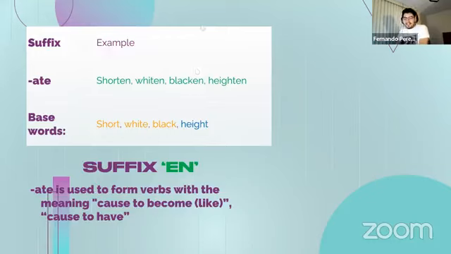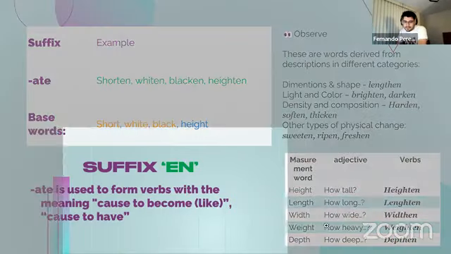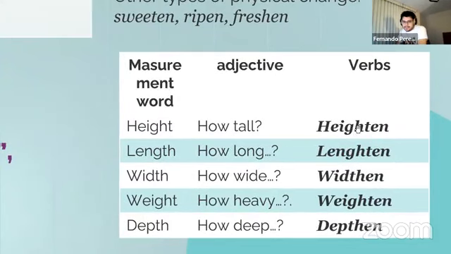So the descriptions for the length is short and long. If you want to make something short, you shorten it. And if you want to make something long, well, hashtag English, I'm sorry, I just teach it, lengthen it. And this is when we get to this section over here. We have the words heighten, lengthen, widen, weighten, and depthen.